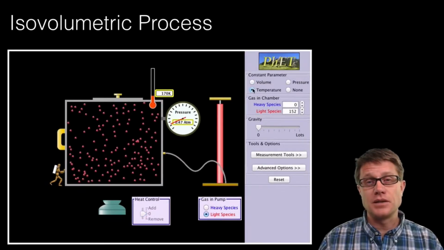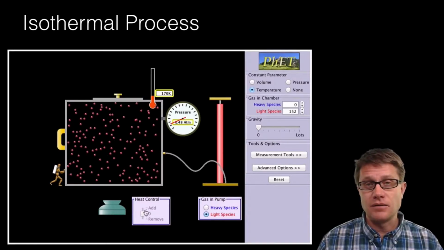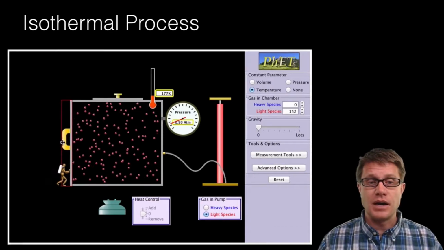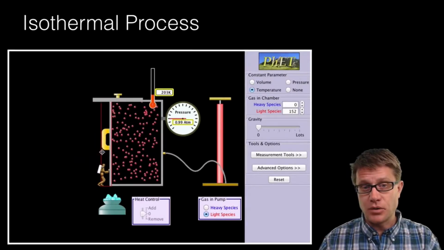For the second one, let's keep the temperature constant now. So we've got a constant temperature. You can see that I can't even change my heat controls here. So how am I going to get energy into or out of the system? It has to be through work. So if I apply a force from the outside, what's happening to the pressure on the inside?